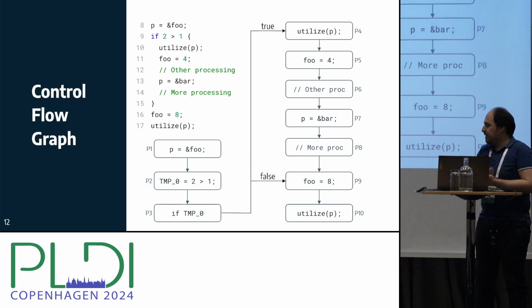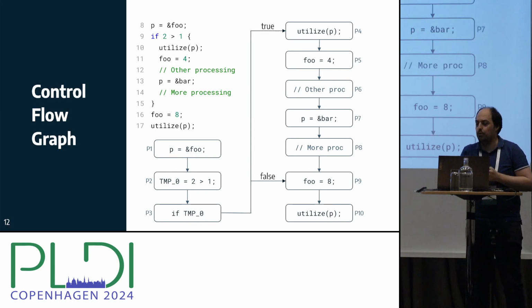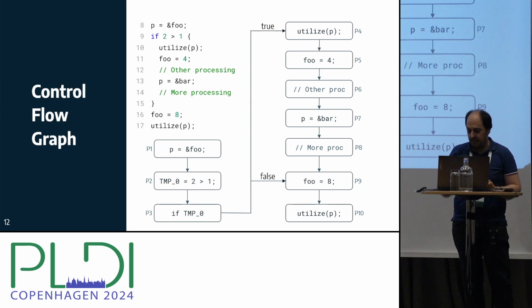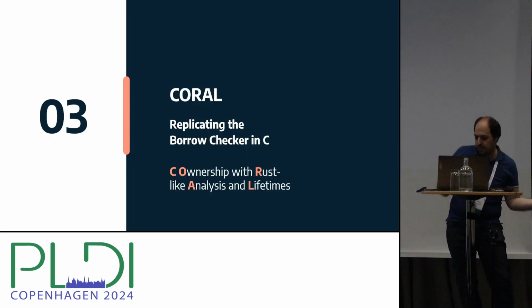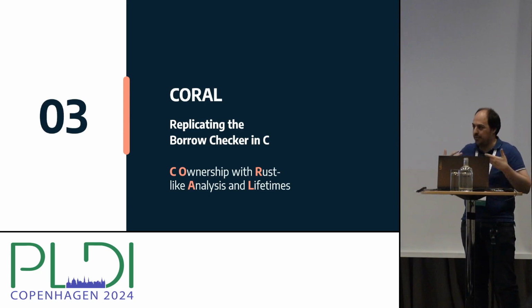How does Rust do it? Rust has a couple of internal representations. One of them is MIR, which is basically a CFG. And it's over this CFG that this analysis is done. So now I'll introduce Coral, which is the tool we developed for this work, where we replicate this behavior, but for C.